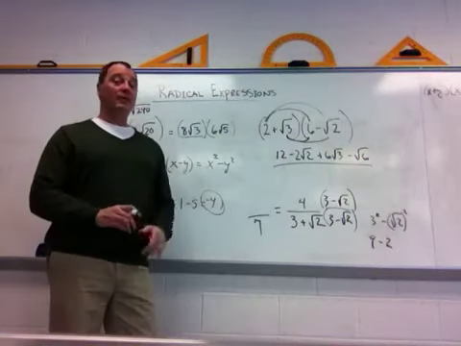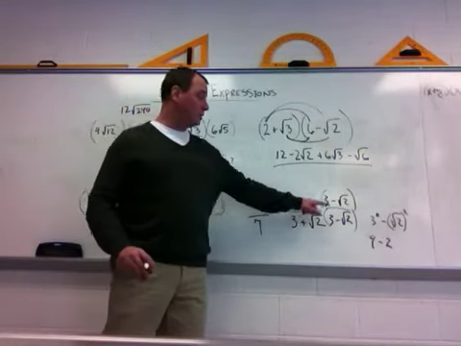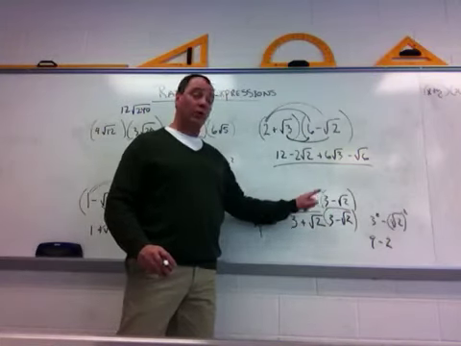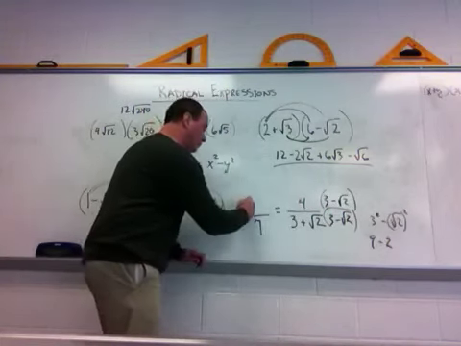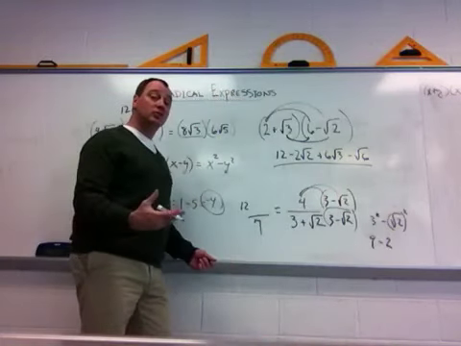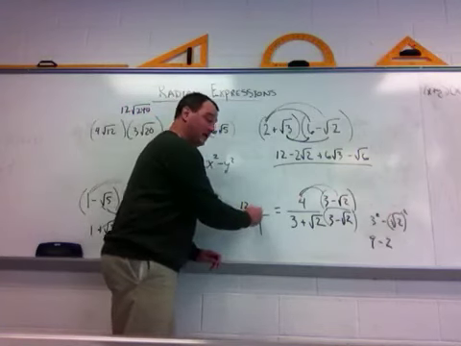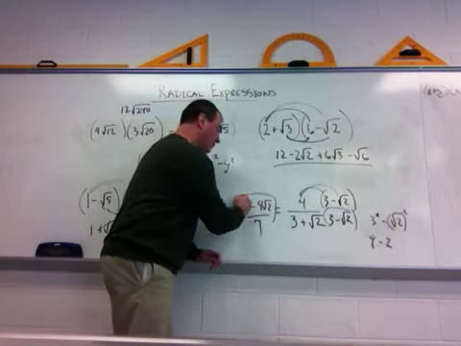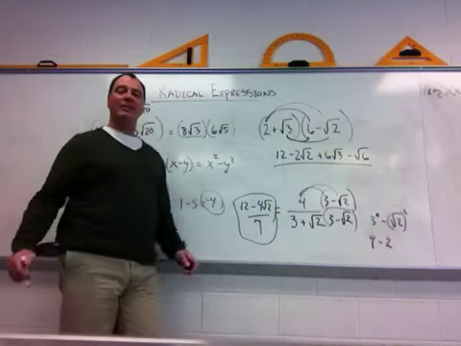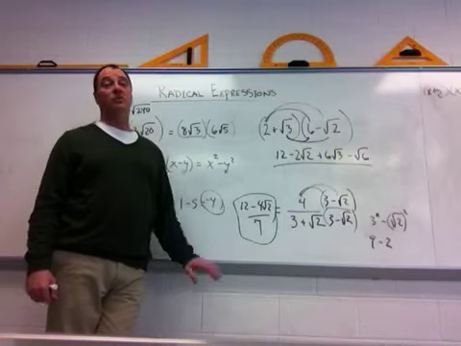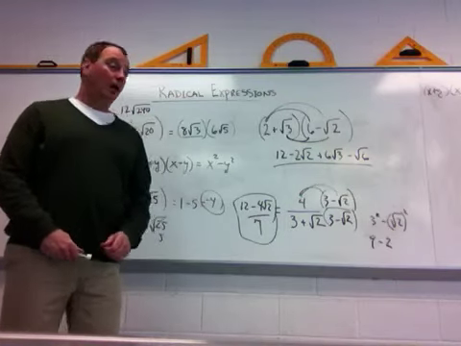Now my numerator, I need to distribute this 4 times the conjugate of the denominator, which means I take 4 times 3 and I get 12. And 4 times minus the square root of 2 would give me minus 4 times the square root of 2. And I'd have this expression as 12 minus 4 times square root of 2 over top of 7.